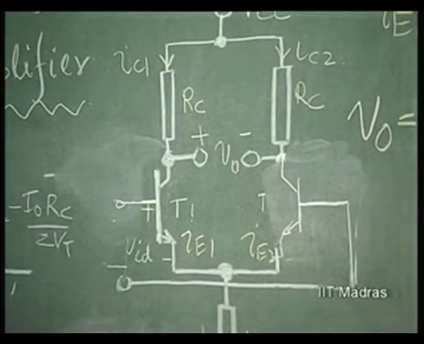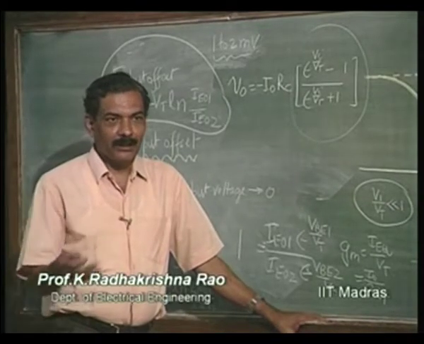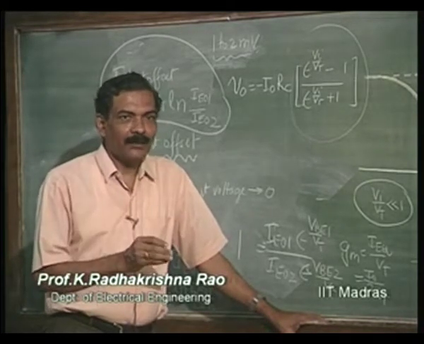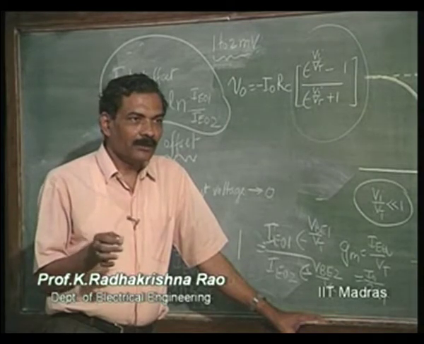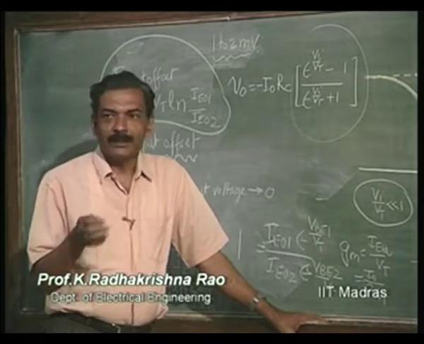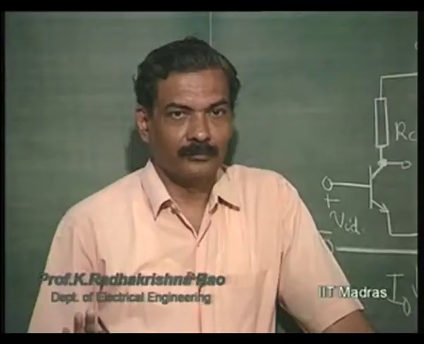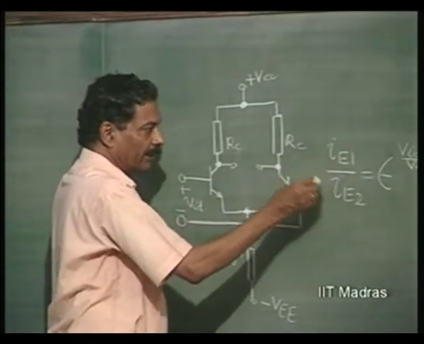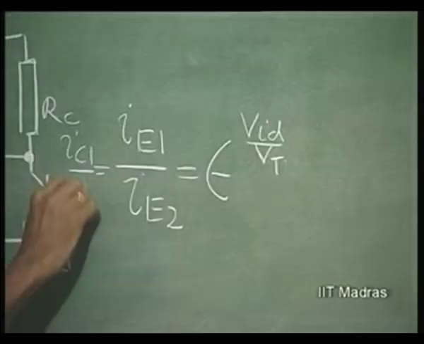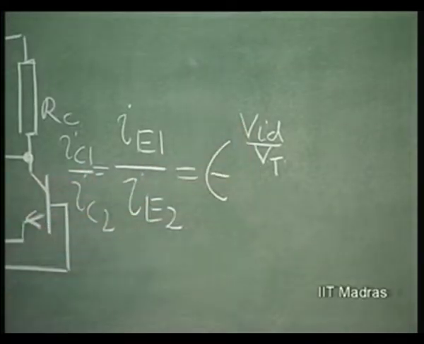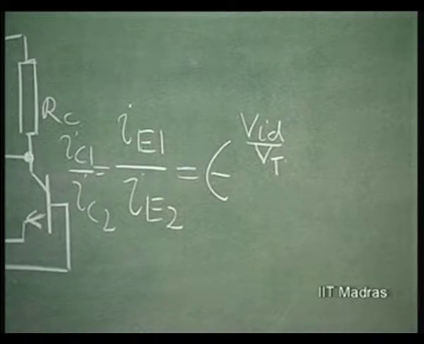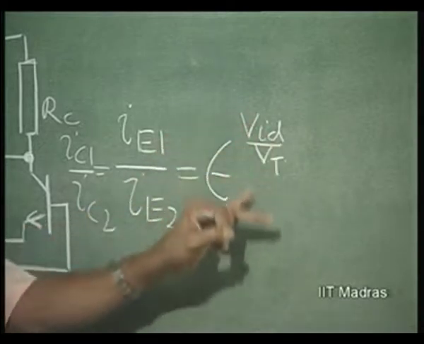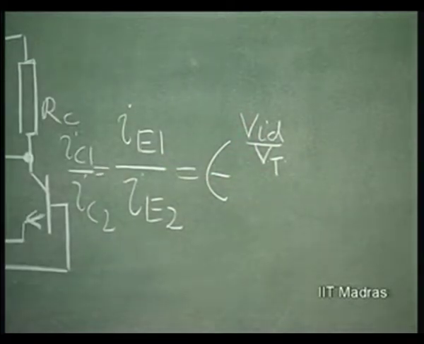Such is the case with amplifiers, particularly usable for very low frequency, where this offset has to be kept at a low value in order to prevent the output from drifting. We have seen that the current ratio IE1 by IE2, which is the same as IC1 by IC2, is equal to exponent VID by VT if the two transistors are matched. Otherwise, of course, it is going to be IE naught 1 by IE naught 2 into exponent VID by VT, and from this we could get the input offset, etc.